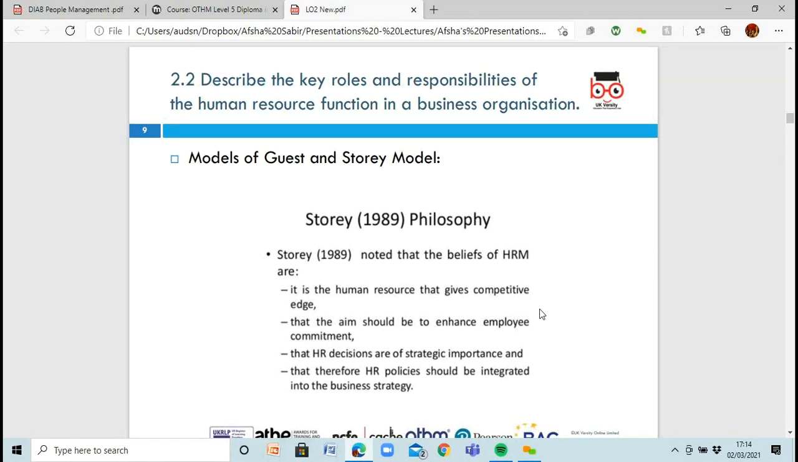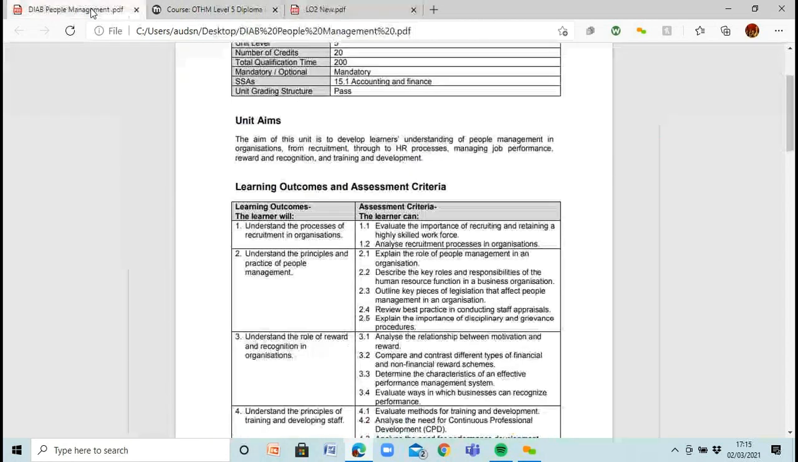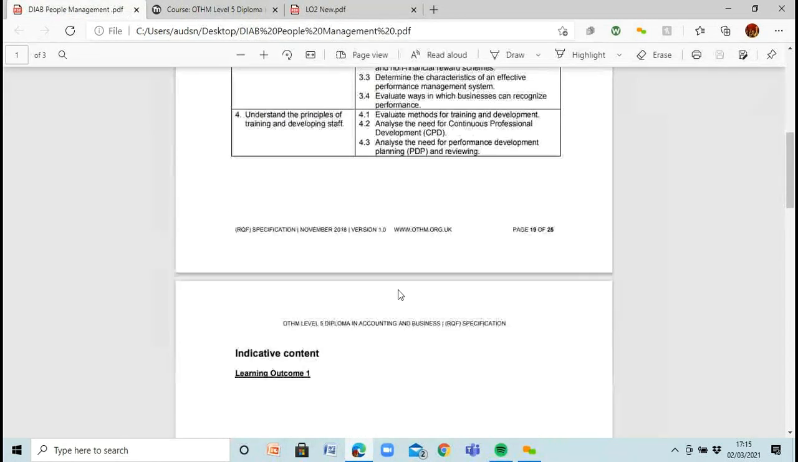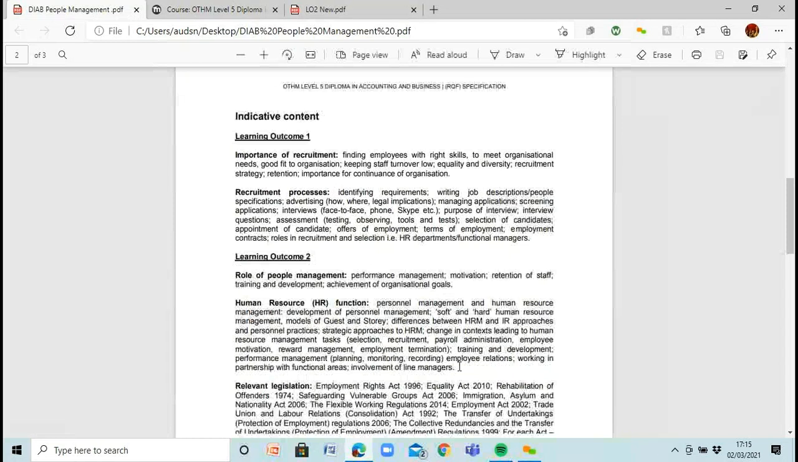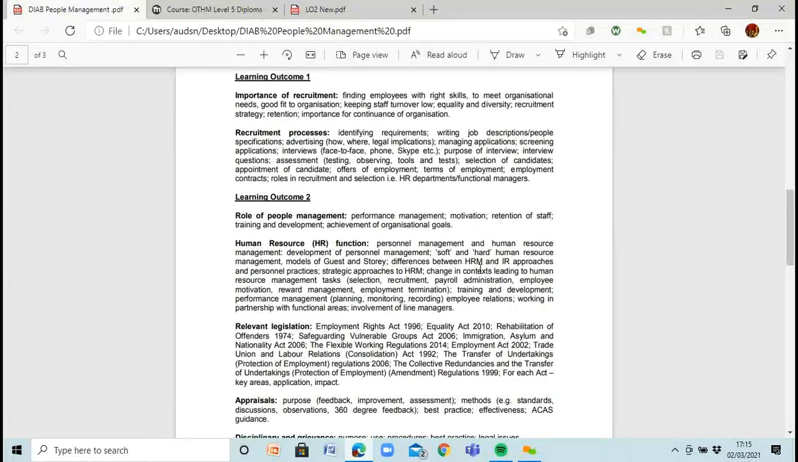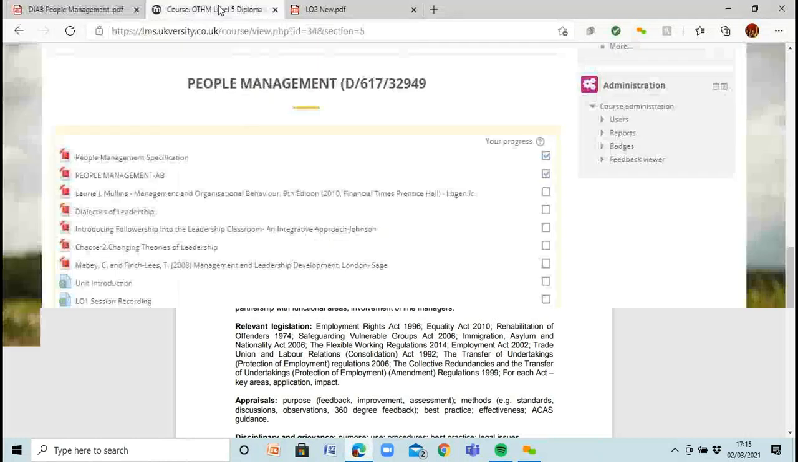Within this, what you'll notice in the indicative content, when you do your assignment, you're going to need to talk about Guest and Storey. So we're going to go over their models as well, just very briefly on here.